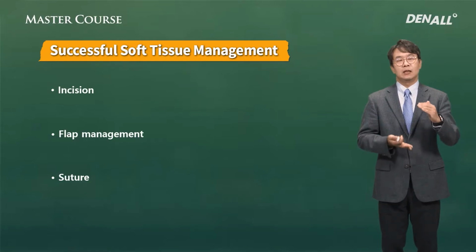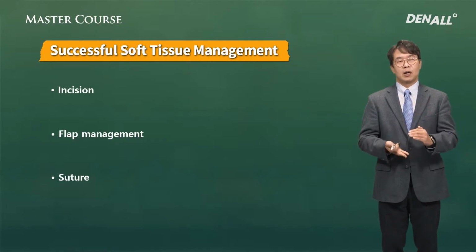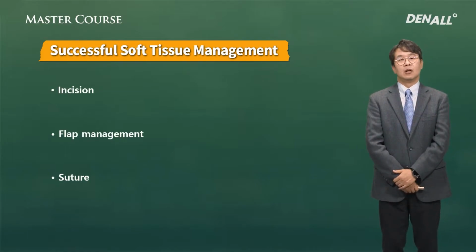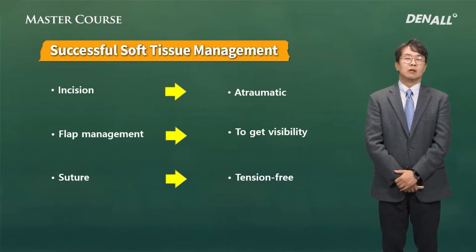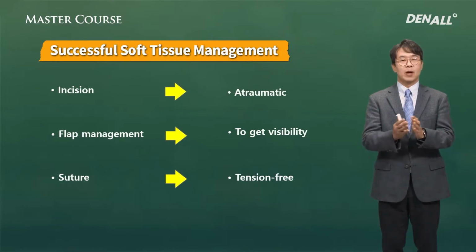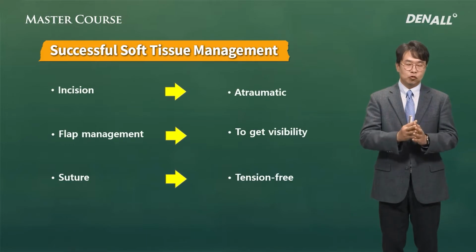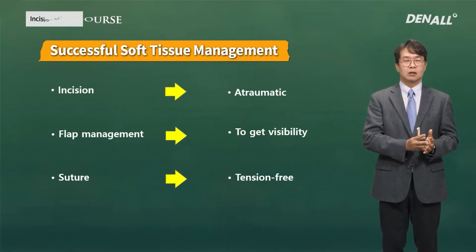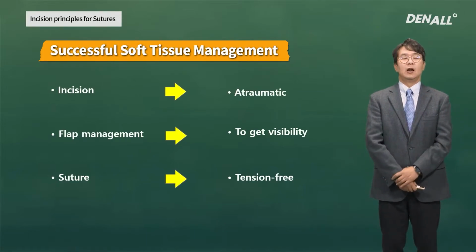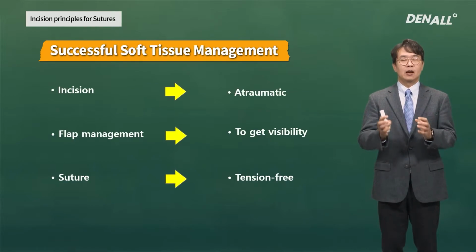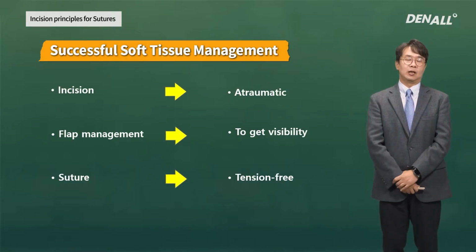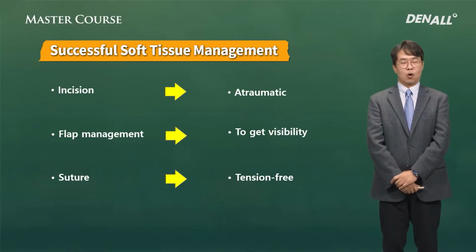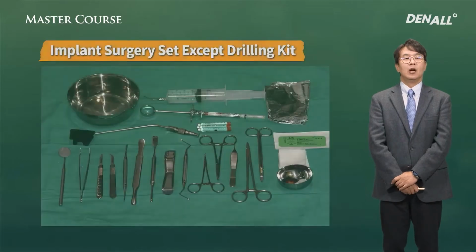Once again, these three: incision, flap management, and suture. As I said before, the first purpose of making an incision is that it should be atraumatic. Flap management, as I said before, we need to get visibility of the surgical site. Depending on that, the surgery can go easily or with difficulties. The suture should be made tension-free. If you adhere to these three principles, the soft tissue management can be done easily.